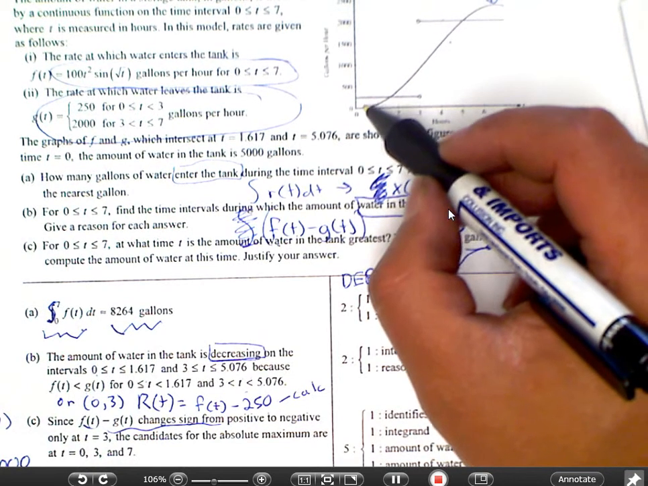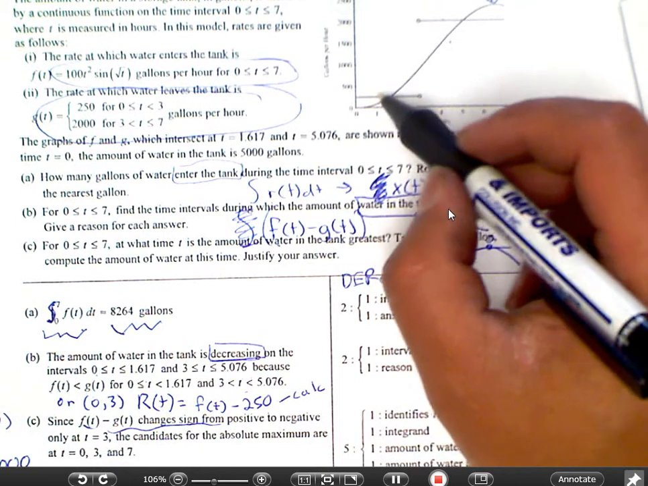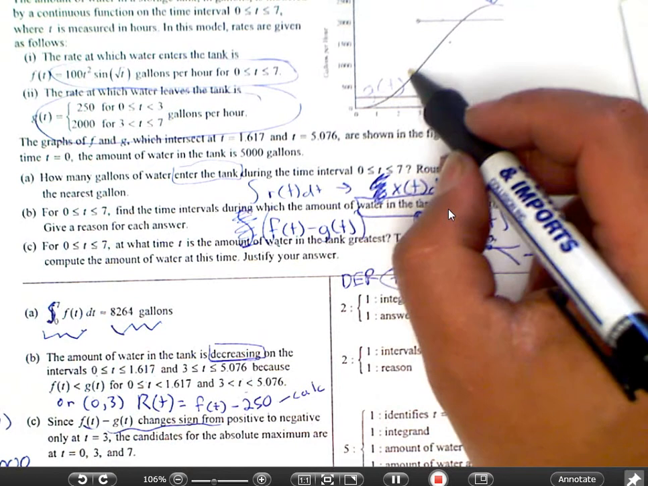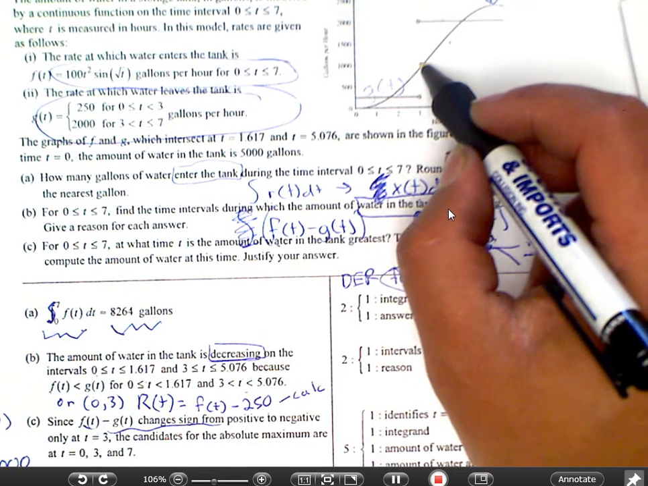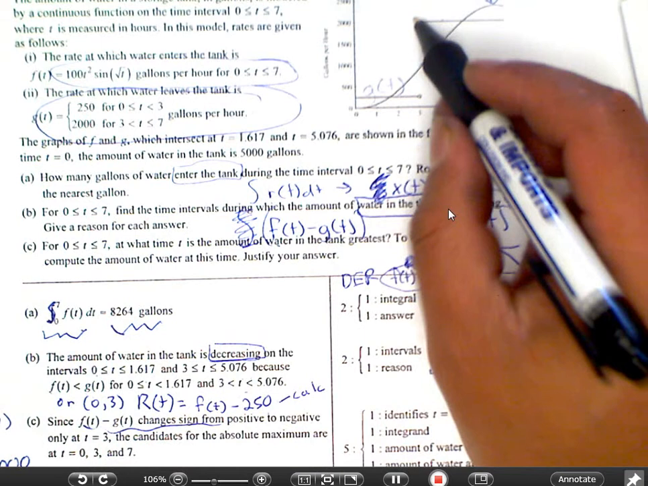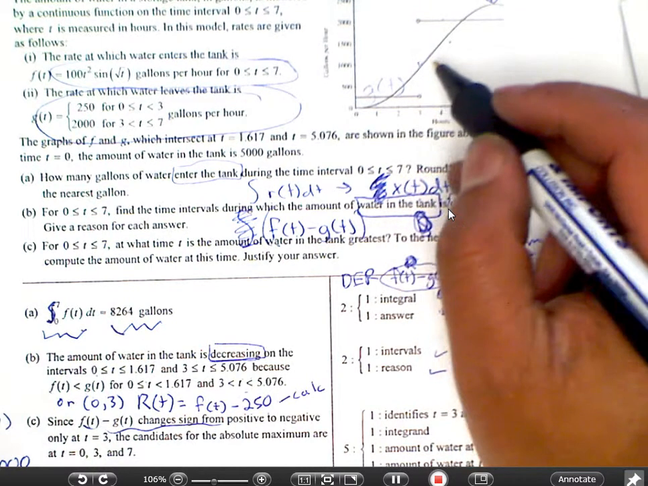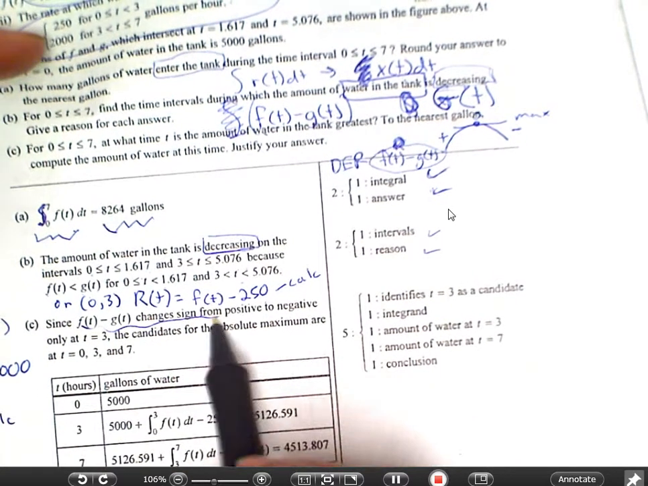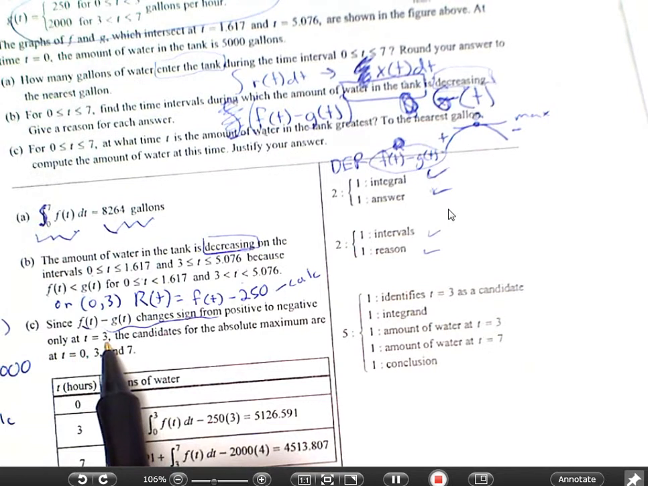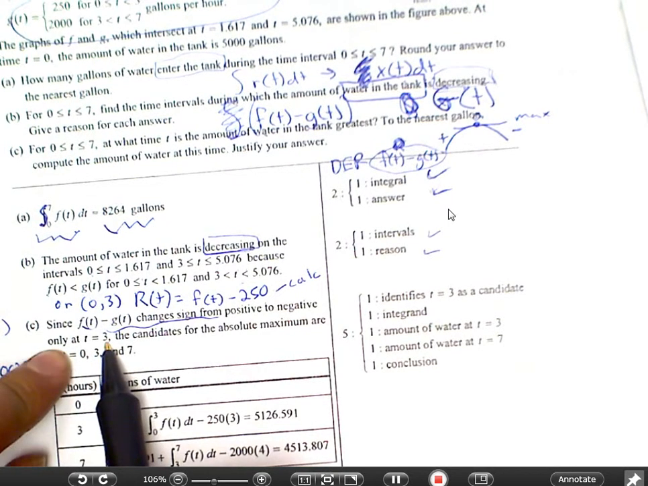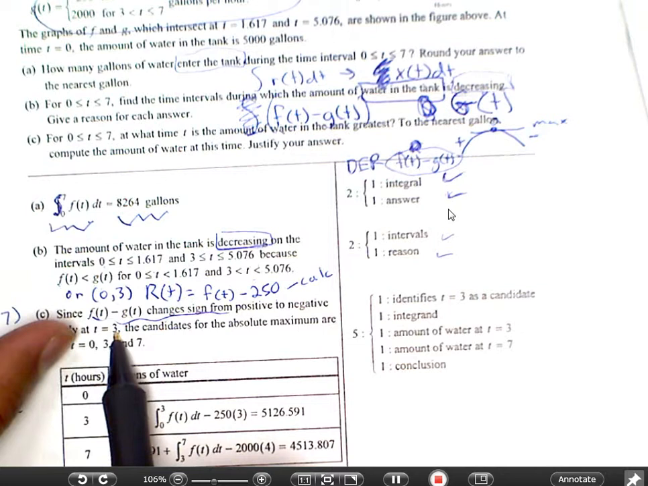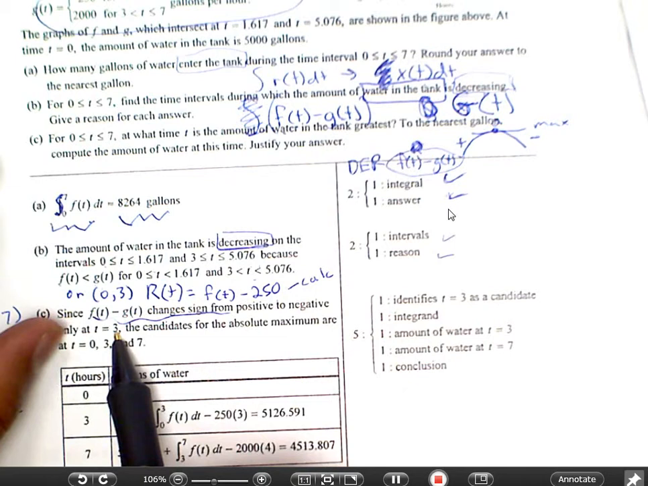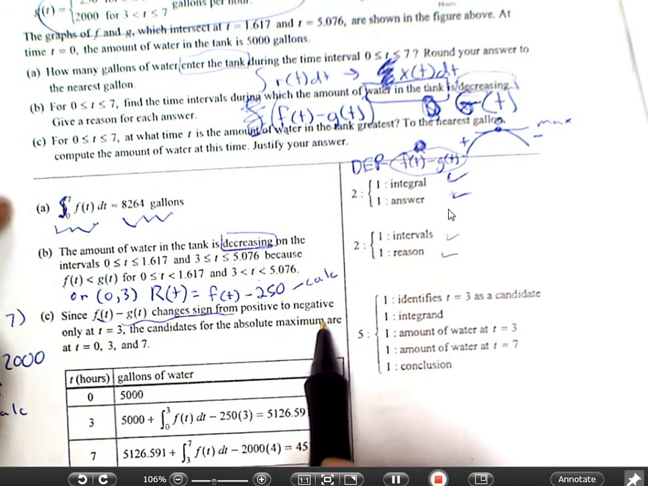Well, it's not going to be positive right here. This is g of t. There it's going to be negative. Here it's going to be positive. Negative right here. So, since f of t minus g of t changes sign from positive to negative only at t equals 3, this is a great global argument. It only changes sign from positive to negative at t equals 3, so this covers the whole domain. The candidates for the absolute maximum are 0, 3, and 7.